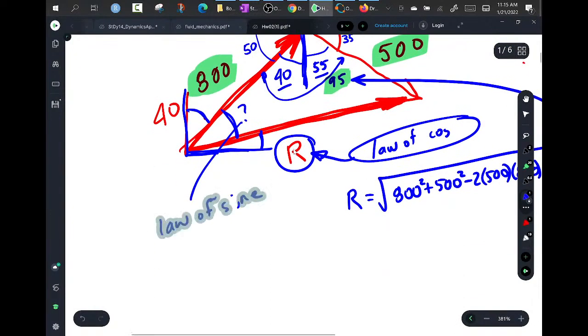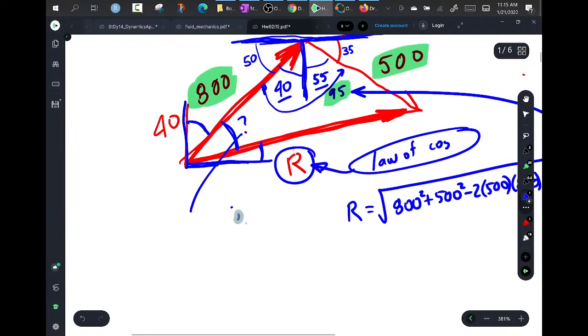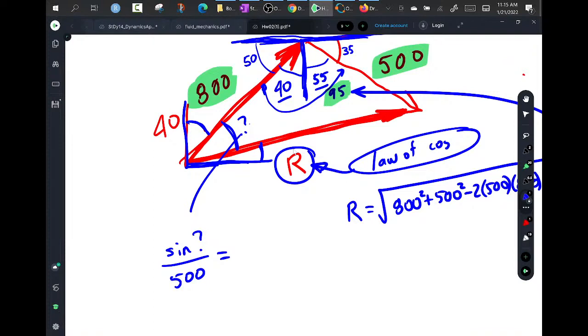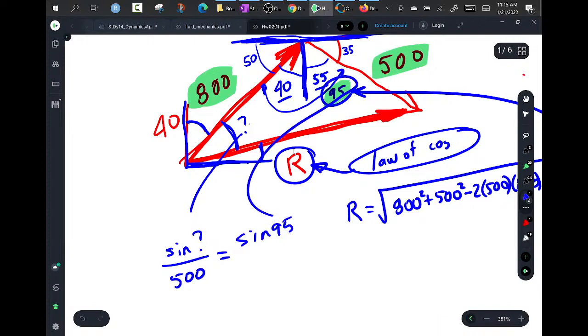So that would basically be the sine of the question mark, which is directly opposed to it, over 500 equals, pick the one you want. Let's see, the sine of 95, that's this one. Directly opposing that angle is the new resultant. Now, for the resultant, you would get a number, and you could just put it in here.